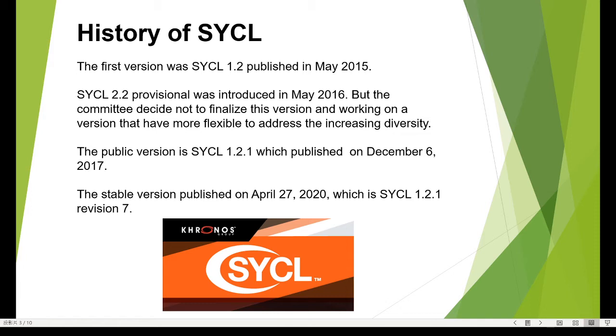The public version of SYCL is SYCL 1.2.1. It was published on December 6, 2017. And the stable version was published on April 27, 2020, which is 3 months ago. It's called SYCL 1.2.1 revision 7.